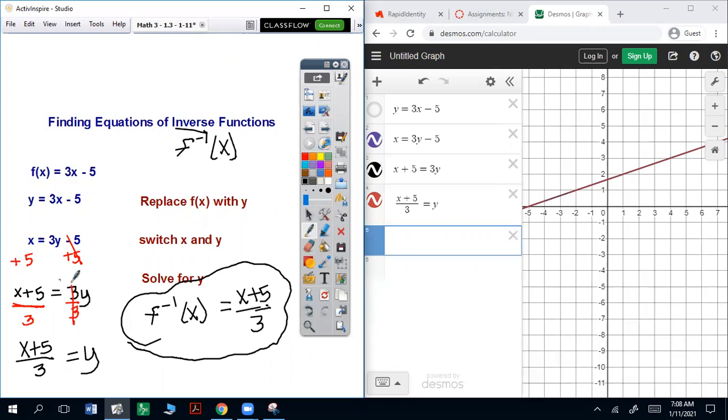Again, these vary. The solving part is not always going to be identical because every equation is different. But the basic steps are: replace f of x with y, switch x and y, and solve for y. And as you're going, check along the way to make sure that you got it.